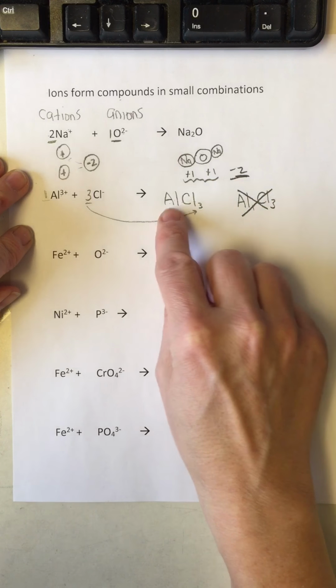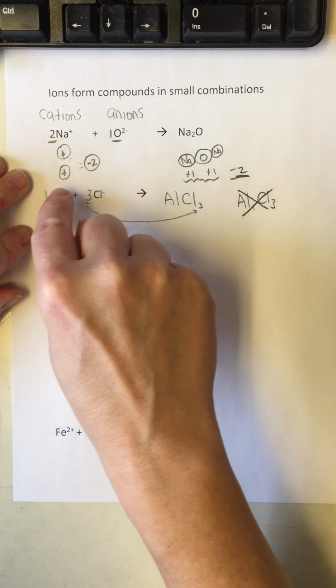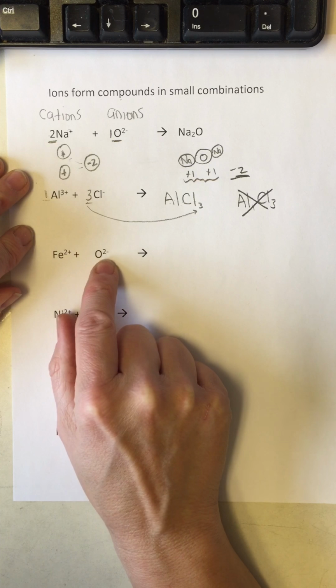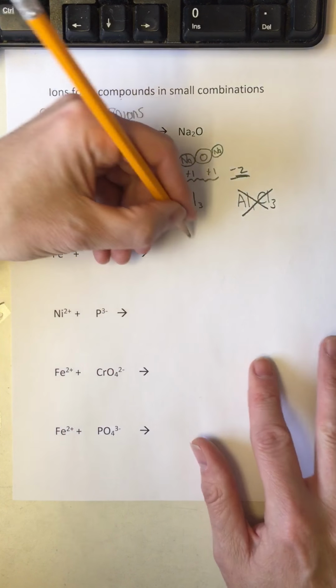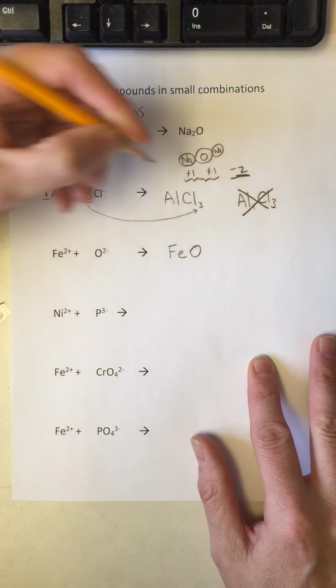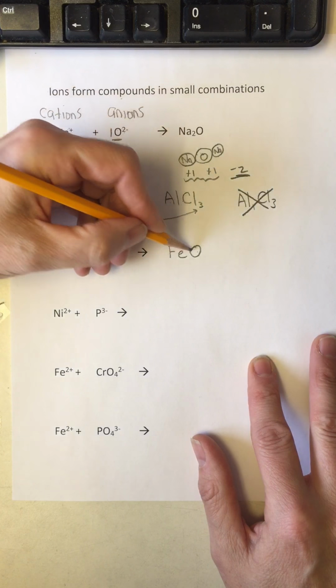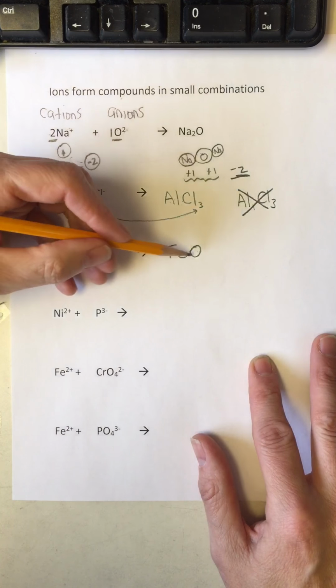Okay, now why 3 and 1? +3, -1. It takes 3 of those -1s to balance the +3. Suppose we have a +2 and a -2 here. Well, those are balanced already, so they could combine in just a 1-to-1 ratio. Right? +2, -2. It's already balanced. We don't need to have more than 1 of any of them. So smallest whole numbers.